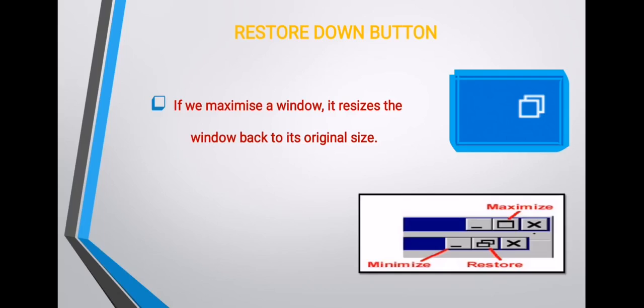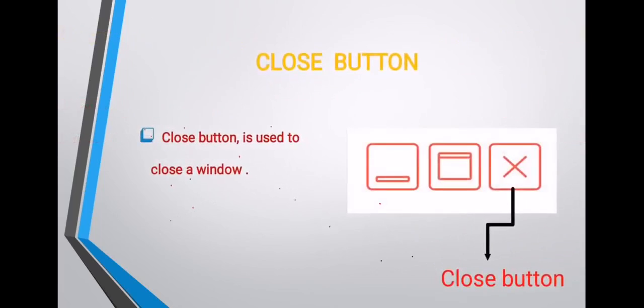In the second picture, I show you the difference between the maximize, minimize, and restore buttons. The maximize button is just a single rectangle. The restore button shows two rectangles together, which means after maximization, the window goes back to its original size. For that, we are using the restore down button.